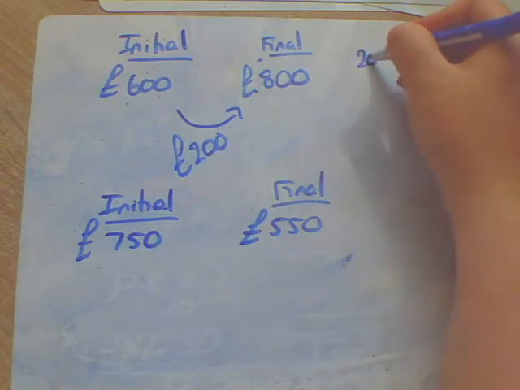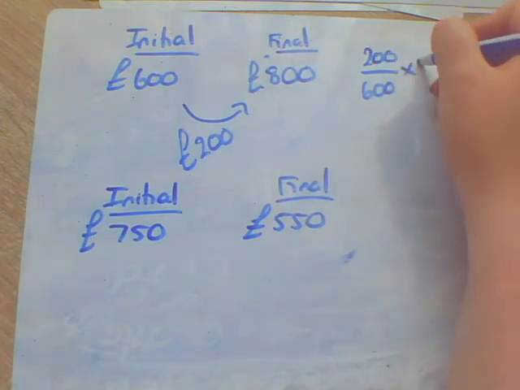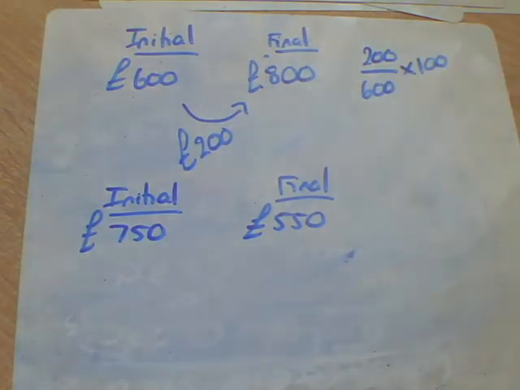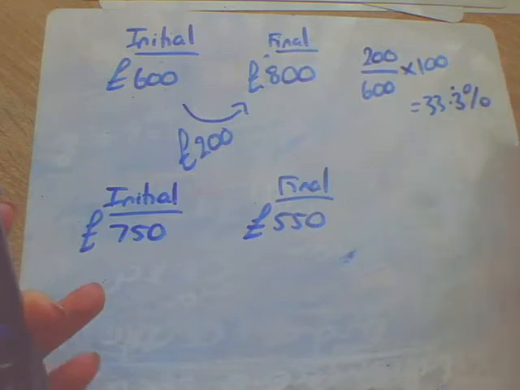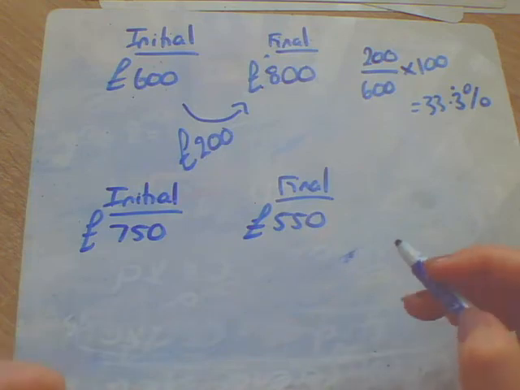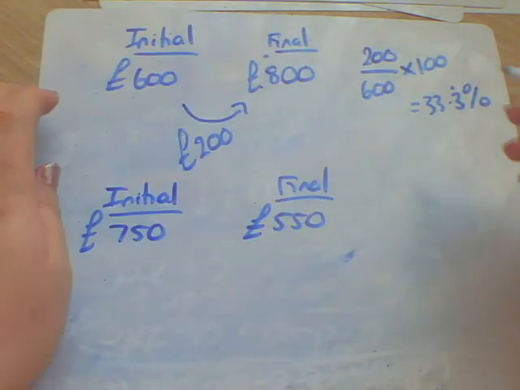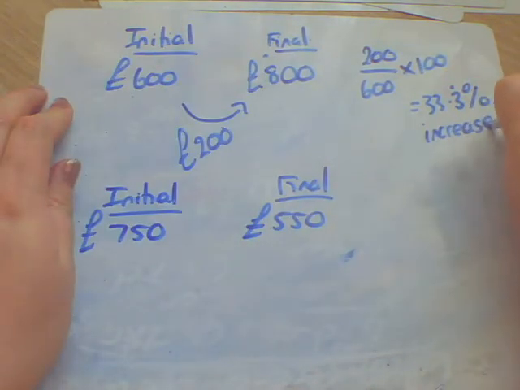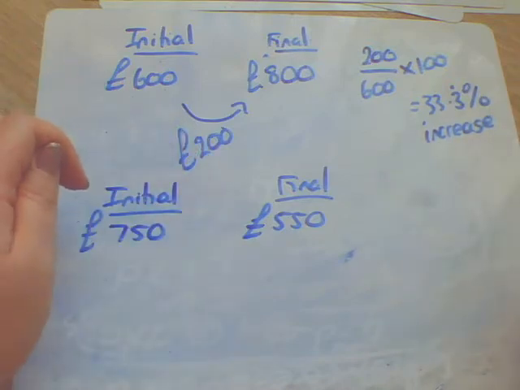So the change in amount is 200, the initial amount is 600, and I multiply that by 100 to turn it into its percentage. Okay, so 200 divided by 600 multiplied by 100 is going to give me 33.3 recurring percent. Now you've got to decide, is this an increase or a decrease? We can tell this is an increase because I've gone from an initial amount of 600 up to a final amount of 800. So this value here has increased by 33.3 recurring percent.